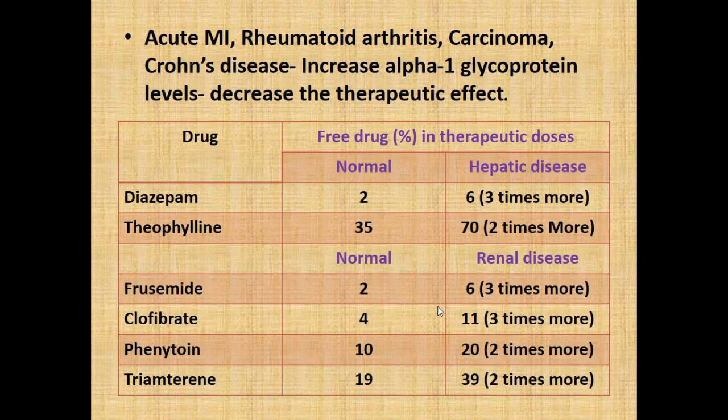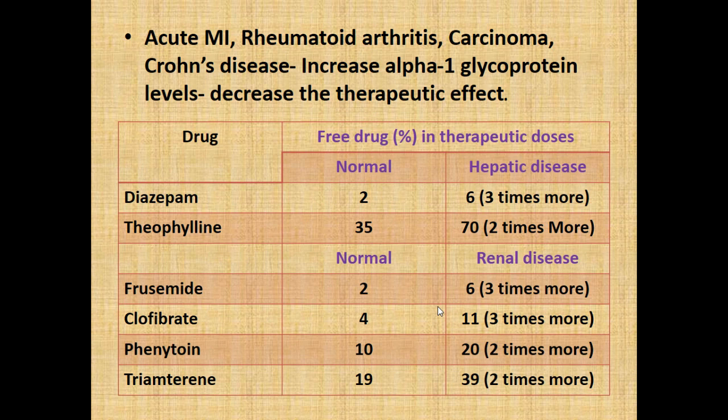Then acute MI, rheumatoid arthritis, carcinoma and Crohn's disease increase the alpha 1 glycoprotein levels. That's why the therapeutic effect will be reduced. If you give the same normal dose in these conditions, the drug will bind to the alpha 1 glycoprotein, so the free form of the drug available will be less. That's why the effect will be less.